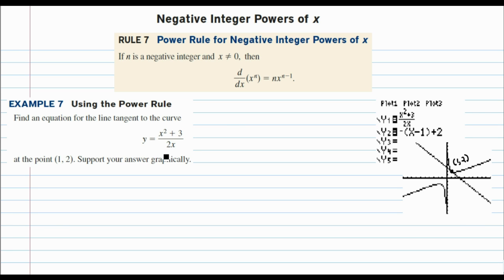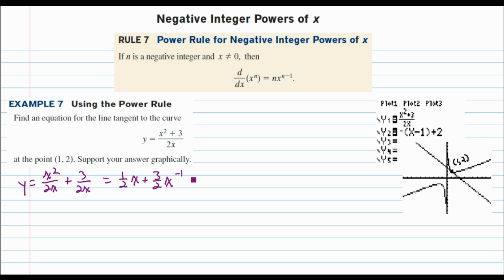Now your first instinct may be, well, wait a second, I have to find an equation for the line tangent. I need to find the slope of the tangent, so I need to take the derivative, which means I should use the quotient rule. But wait, why use the quotient rule if you can avoid it? The quotient rule is pretty messy. I'm going to rewrite y as x squared over 2x plus 3 over 2x, which is also the same as saying 1/2 x plus 3/2 x to the negative 1.